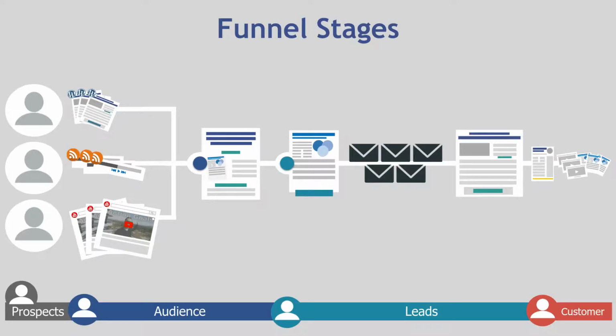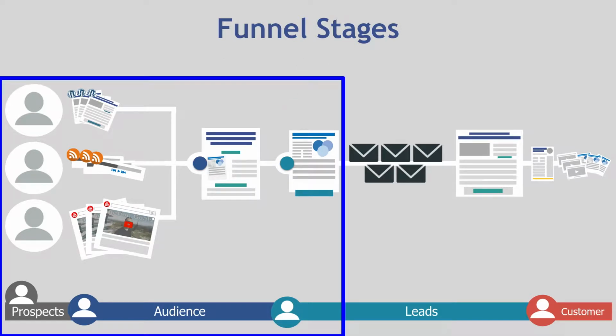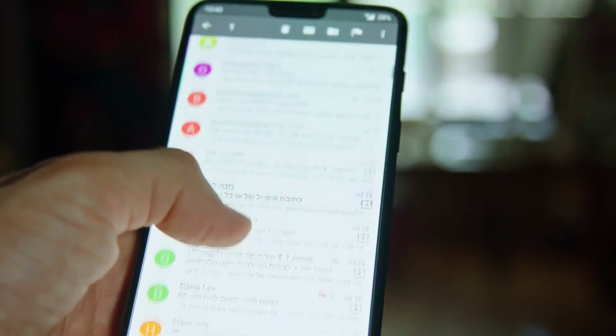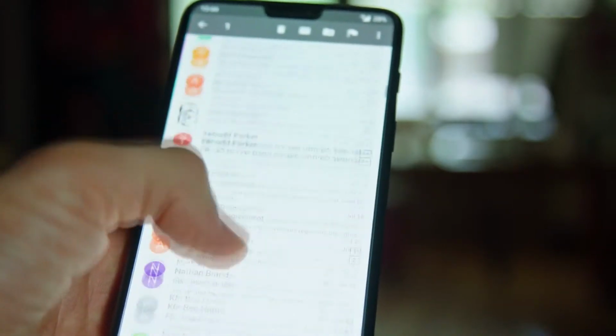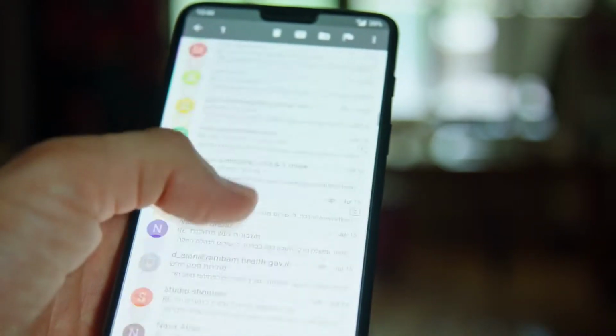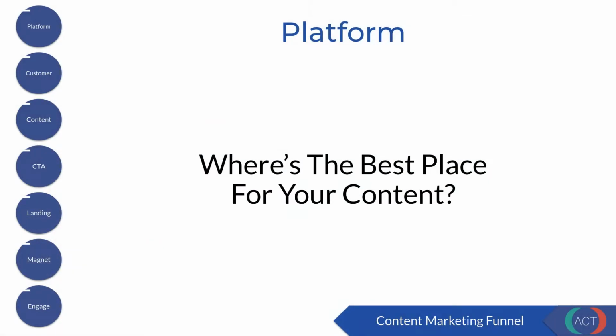Now, when it comes to the funnel stages, we have, of course, your prospects, and we use content and advertising to get in front of them. And ultimately, you want that content to drive them to a landing page that offers something called a lead magnet. And in this particular marketing guide, we're going to focus on the front end of this process, because this is where all of your content marketing is really going to shine in terms of getting people to join your email list.